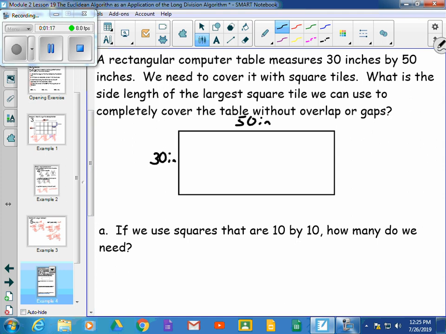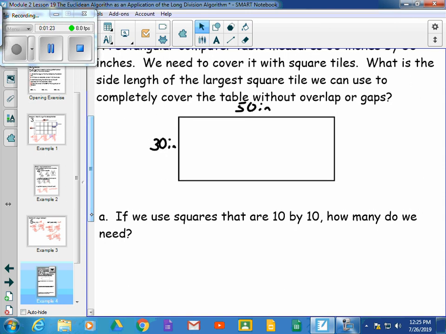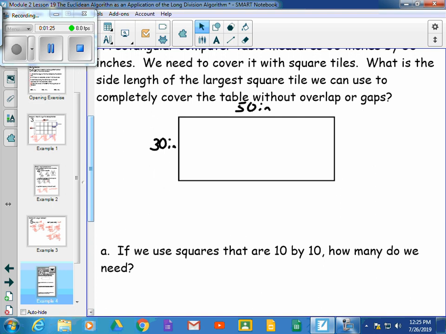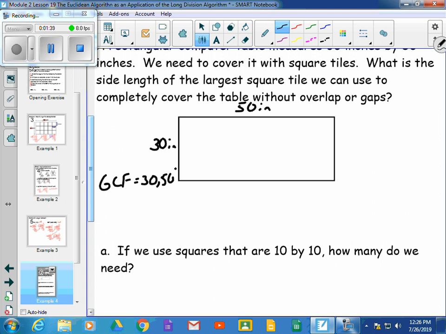We first need to figure out what's the largest square that we can put in there. So we want the largest size of squares. So we need to find the greatest common factor of 30 and 50. And I'm going to use Euclid's algorithm to do this.